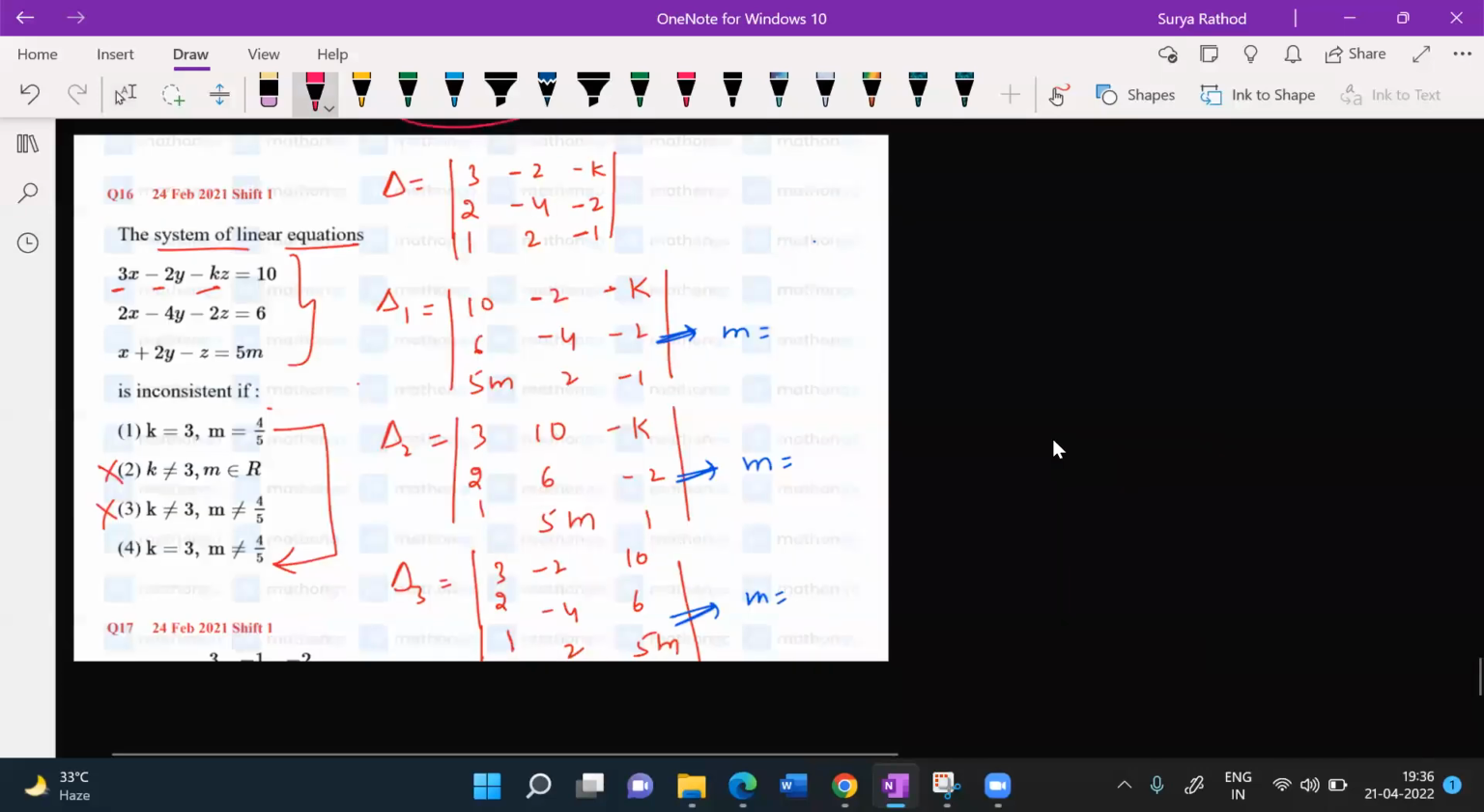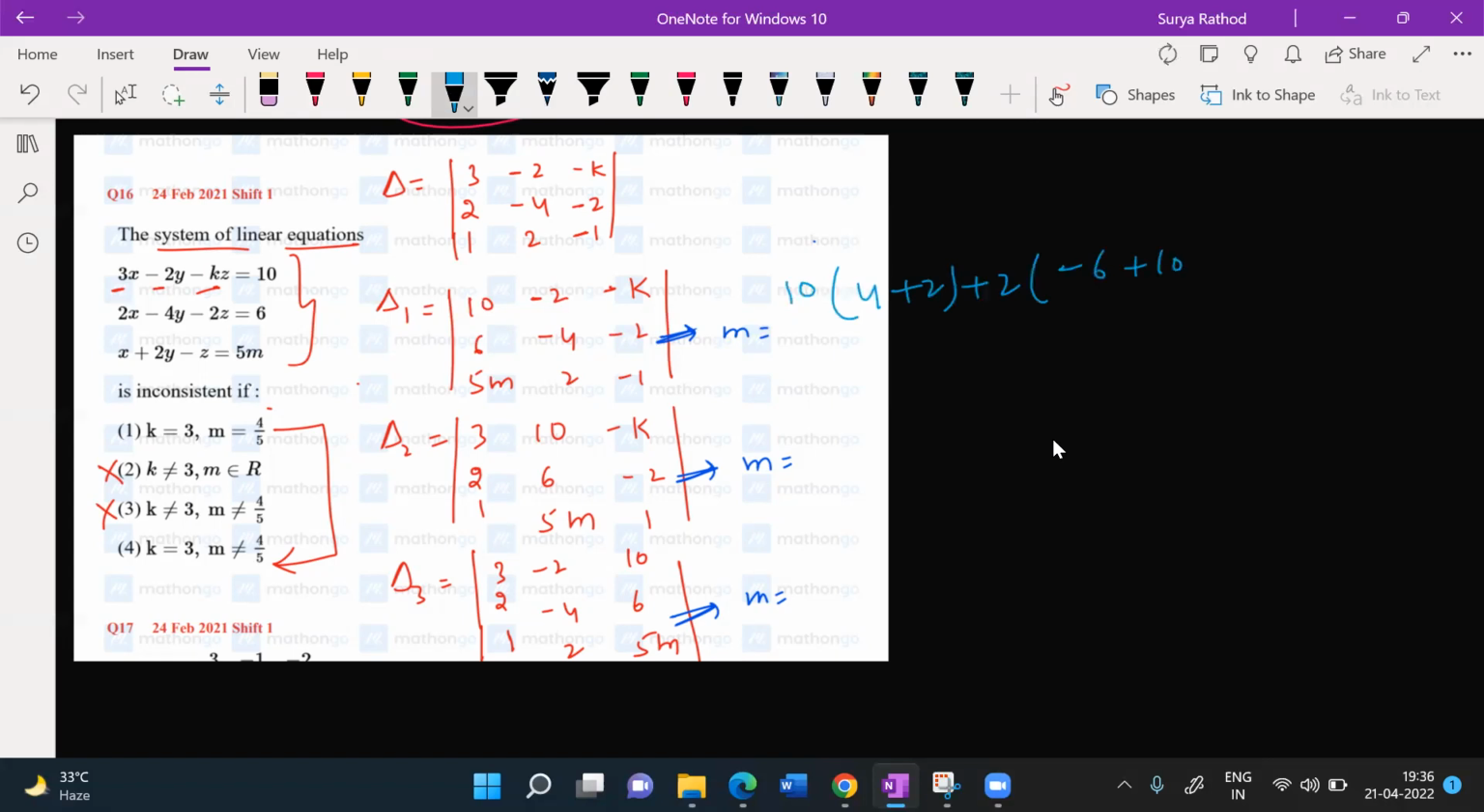Now let's find out one by one. If you have any doubts, you can solve this better. Look at this here. For this, how can I solve the m value? Expand: 10 into 4 plus 2 plus 2 minus 6 plus 10m minus k, so 12 plus 20m. The k value I got is 3, right? So let's substitute 3 here.